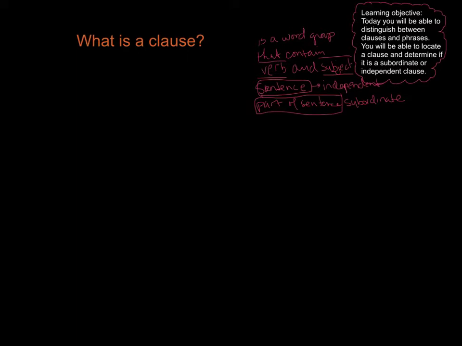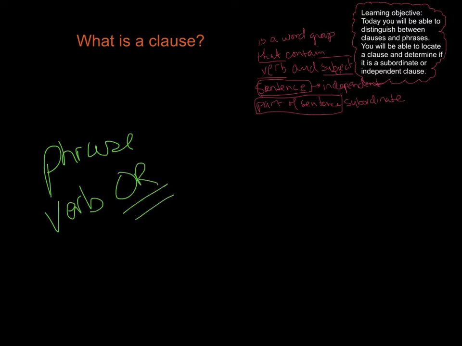Now, we talk about phrases, right? So if I talk about a phrase, we've already said a phrase can only have a verb. Or, there's a big or there, a subject. Or a subject, right? One or the other. It cannot have both.